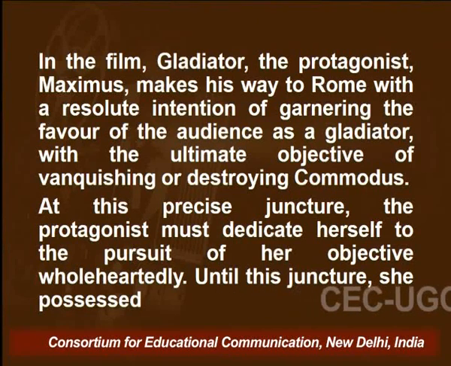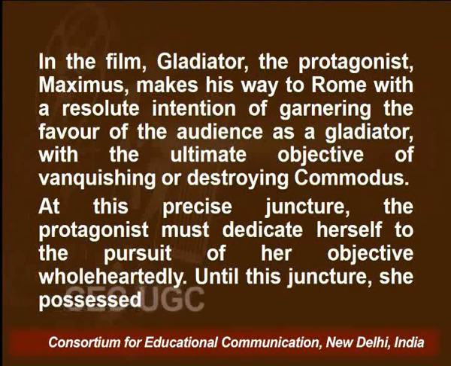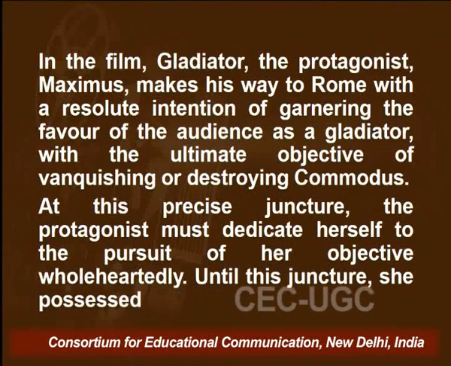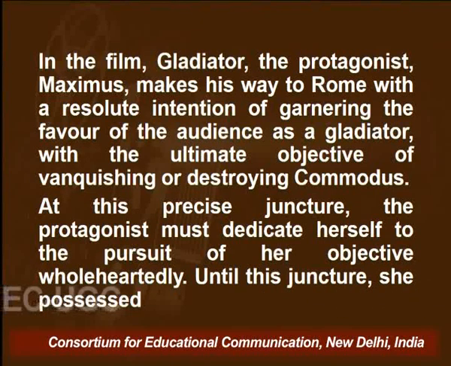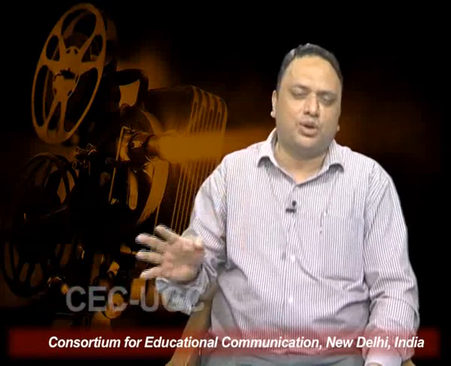in Gladiator, the protagonist Maximus makes his way to Rome with the resolute intention of garnering the favor of the audience as a gladiator. So think of an army general who has led his troops successfully and won the battle. He is being offered the crown. He says, no, I am all right, I am going back home. The emperor's son thinks that he is a potential candidate, so he tries to kill him, and then he kills his entire family. Not only kills, but burns also.